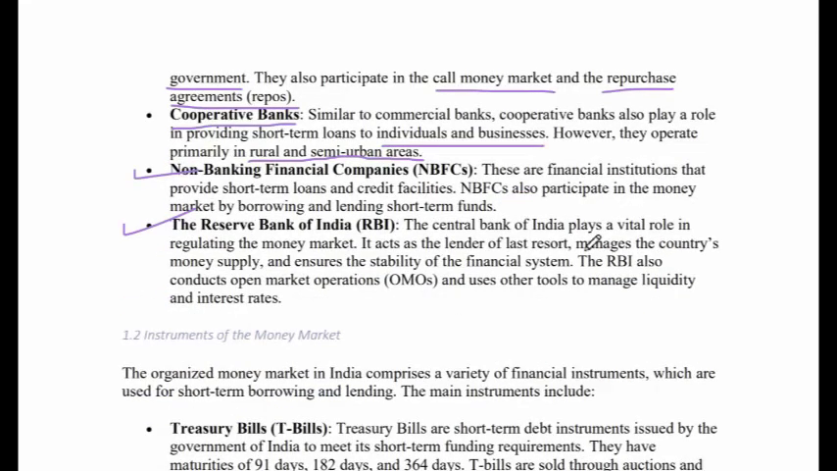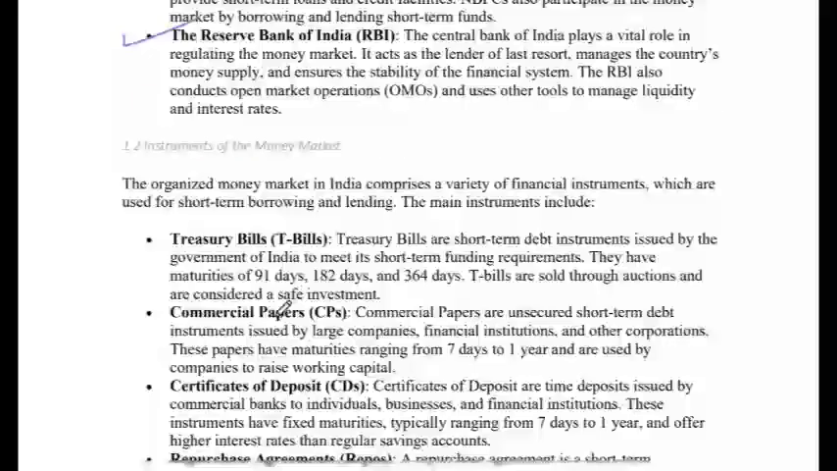The Central Bank of India plays a vital role in regulating the money market. It acts as the lender of the last resort, manages the country's money supply, and ensures the stability of the financial system. The RBI also conducts open market operations and uses other tools to manage liquidity and interest rates.